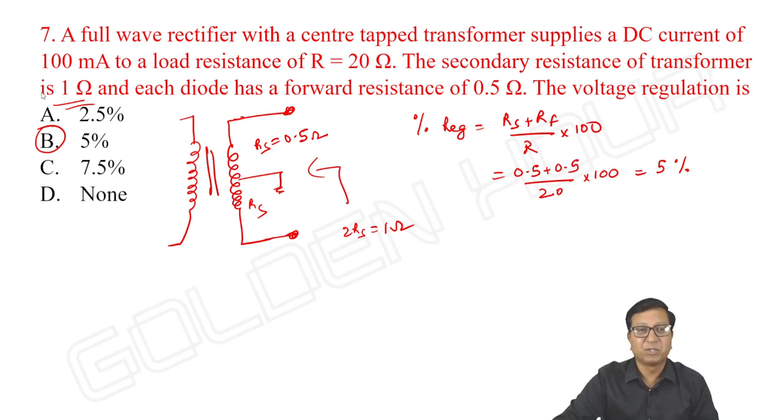Nothing to worry about the DC current given. IDC is 100 milliamperes, right? Nothing to worry about it. What do we do? Percentage regulation doesn't require the DC current.